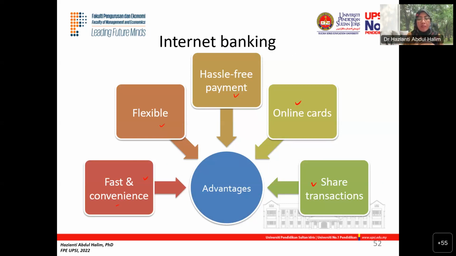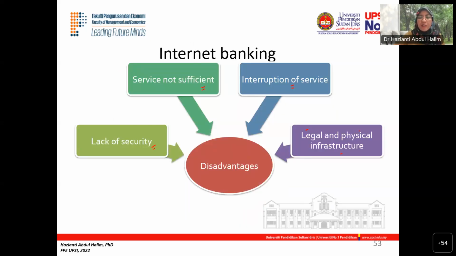So internet banking everybody knows the advantages. Number one, saya pun suka, fast and convenience, guna phone pun boleh. Okay, so tak payah pergi mana-mana, you just sit there in front of your computer or your smartphone, boleh buat banking activities or banking transaction. You do not have to wait, tunggulah pukul 10 bank buka. You don't have to pergi bank, cari parking, park, and then bila sampai nak jumpa orang tu tak ada. So fast and convenience, and then flexible, hassle-free payments, semua benda boleh buat dekat situ. Online cards juga, and you can share your transactions. So sekarang ni memang everybody needs internet banking lah. Kalau tak ada internet banking tu tak tahu macam mana nak buat transaction.